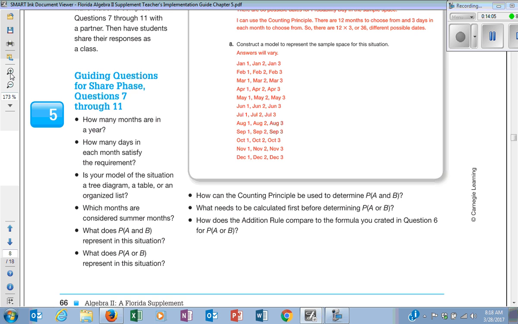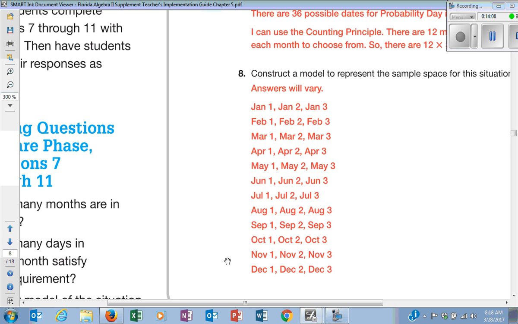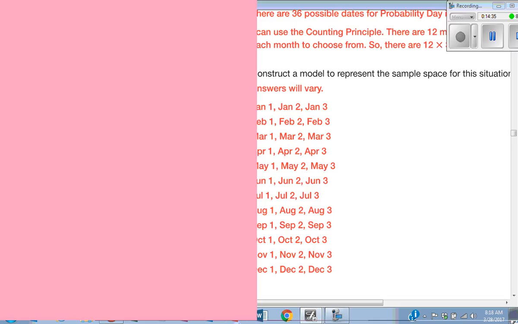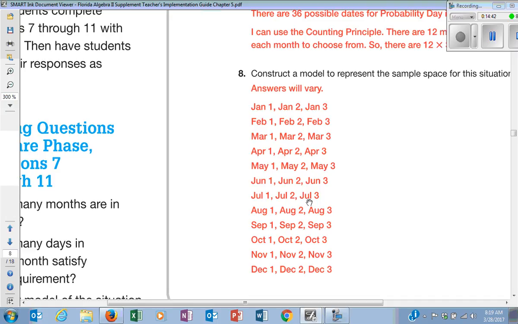If I was going to make my list, again, I would start off with January and list 1st, 2nd, and 3rd. February, 1st, 2nd, and 3rd, right? And make sure I did every month with every day. Does everybody understand how we came up with this list? This is an organized list.